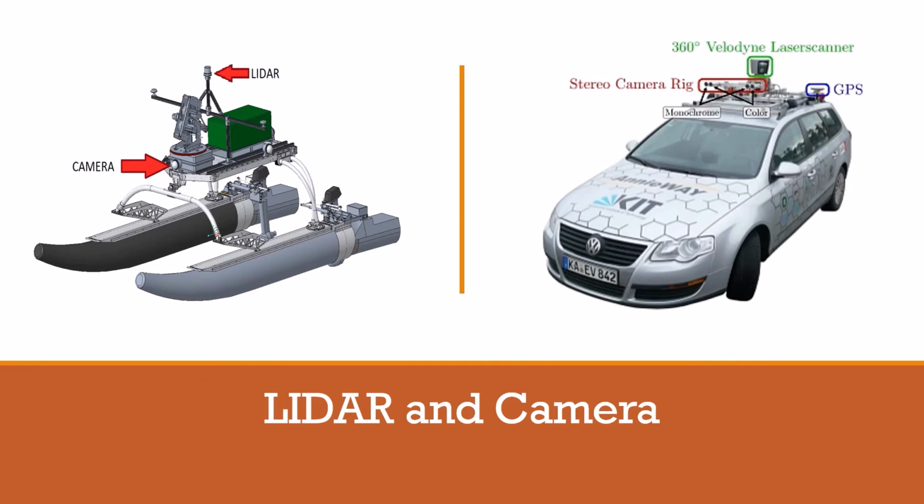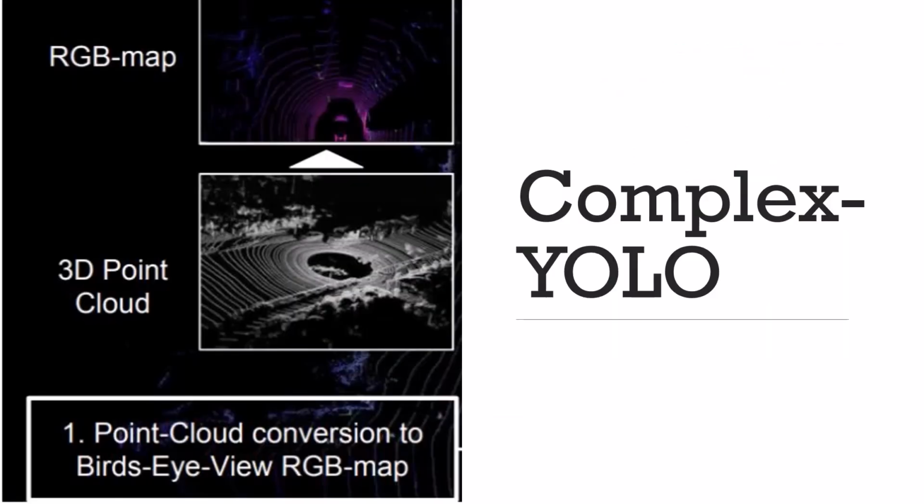The research community has proposed many different methods. There are methods that use only camera, methods that use only LiDAR, and lastly, methods that fuse both LiDAR and camera data. For each method, there are a great variety of unique data pre-processing techniques and network architectures that have been proposed. For this presentation, I will be introducing a 3D object detection method that uses only LiDAR, called Complex YOLO. Complex YOLO pre-processes LiDAR point cloud data into a 2D bird's-eye view RGB map.